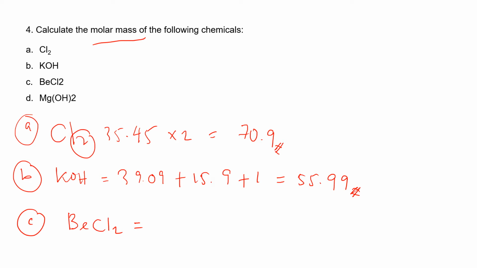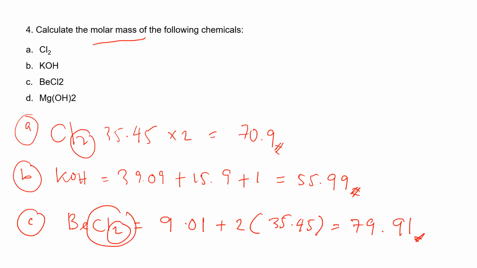Okay, for C, beryllium chloride. So the atomic mass for beryllium is 9.01 plus 2 times. Why do we put 2 here? Because for chlorine we have 2. So 2 times 35.45. So the answer is 79.91.